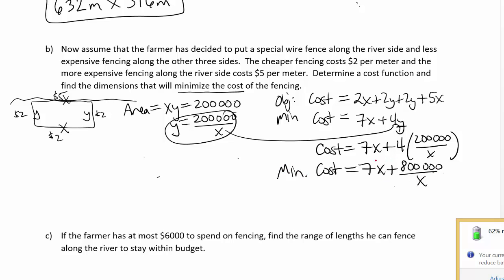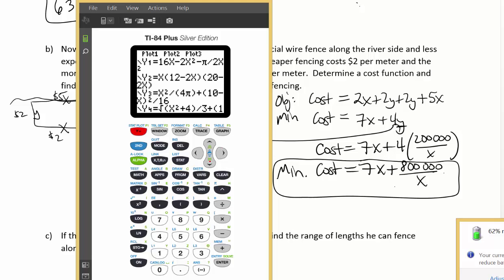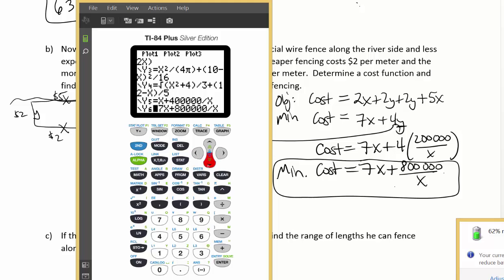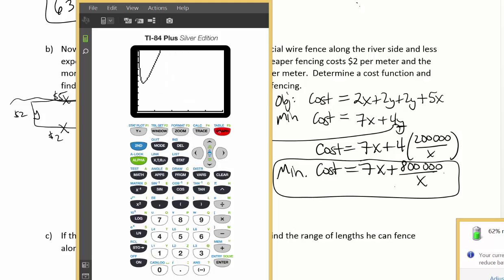So again, this is not something that we can do by hand because it's not a quadratic function. So in order to find the min of this, we're going to have to graph it on our calculator, get a good window, and then locate that min. So if I go to my y equals, and I turn off the last one, and I turn on this new one, here's that 7x plus 800,000 all over x. And for my window, let's just stick with the same window we had before and see if that works. Yeah, it's a little narrow.